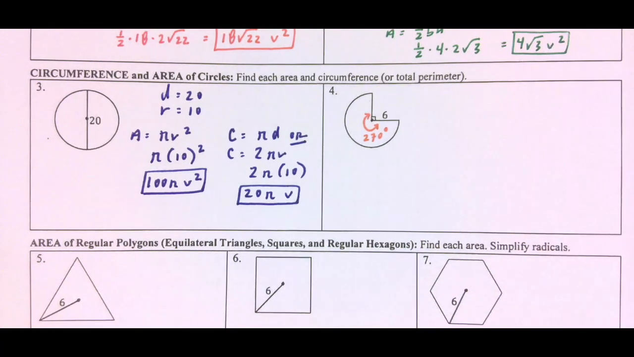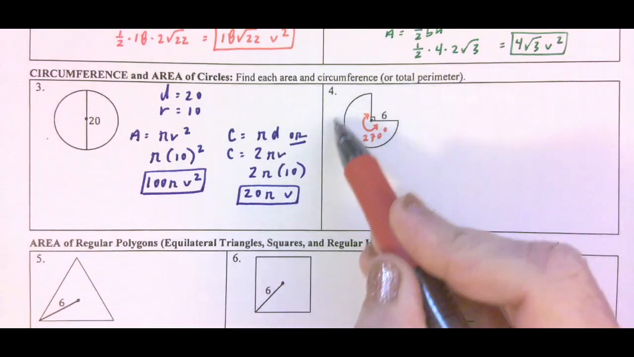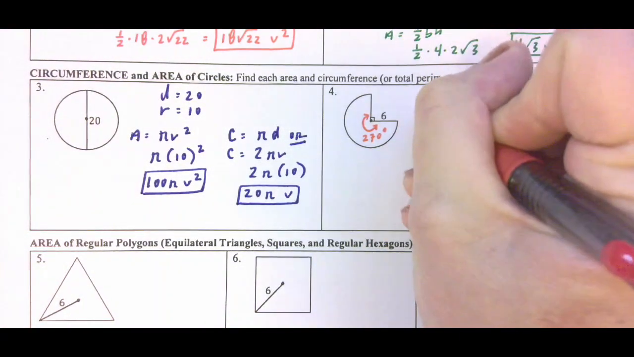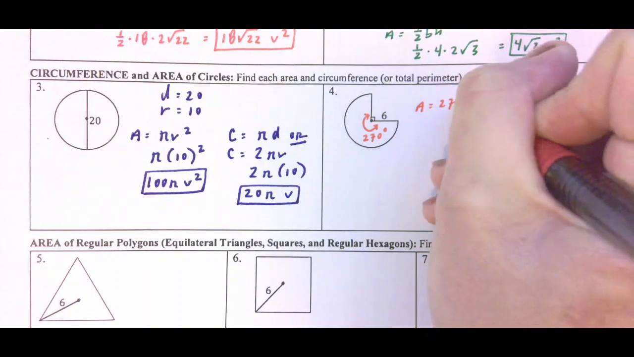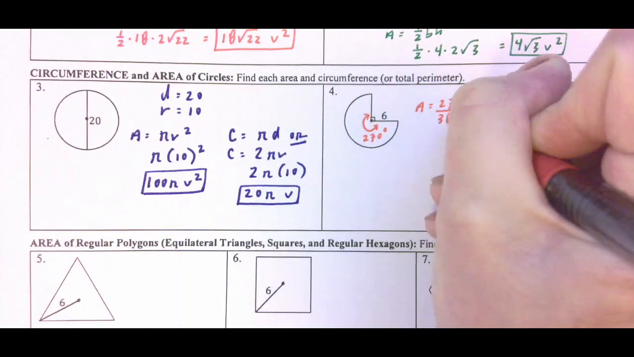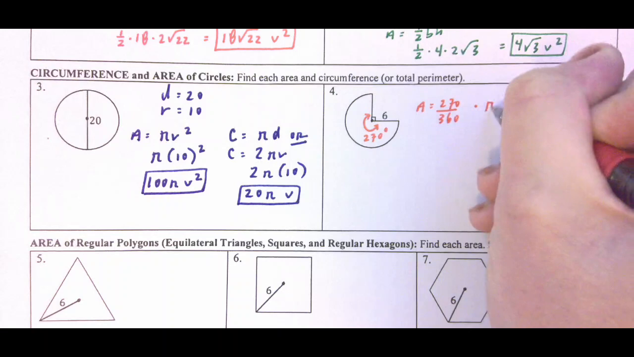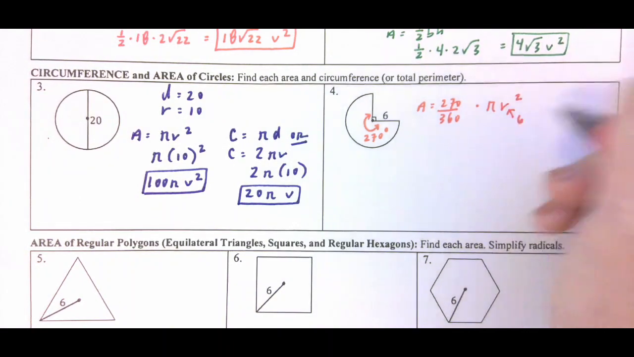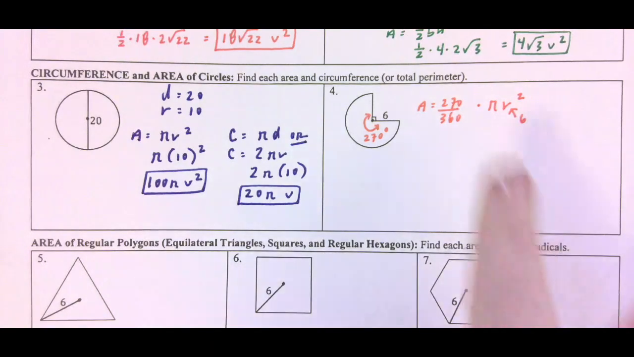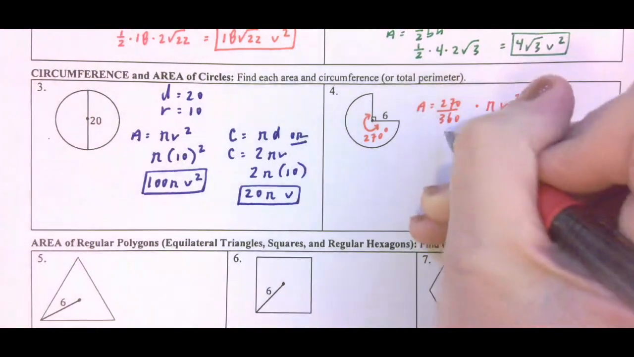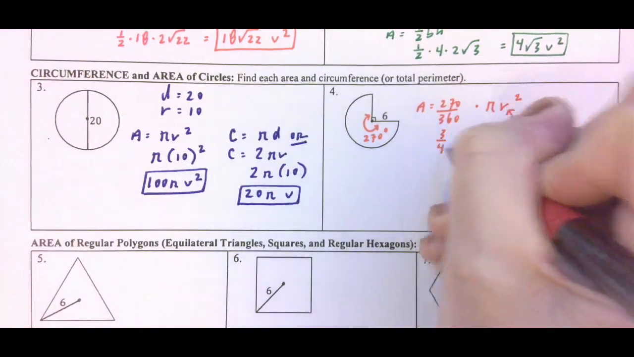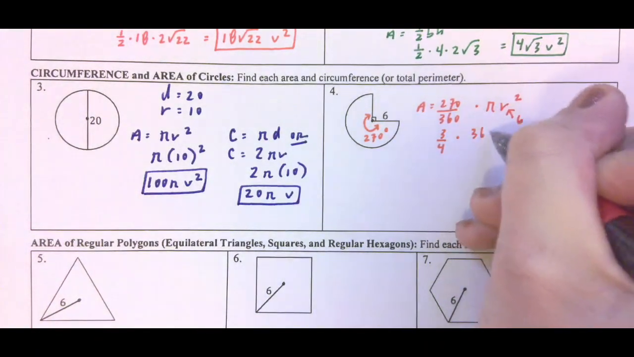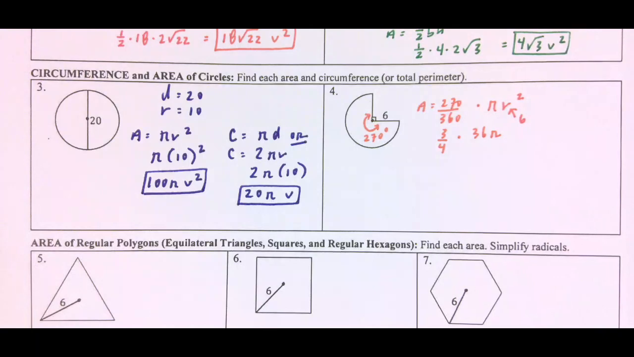So the portion of the total circle that this part consists of must be the ratio of 270 to 360. And then we multiply that by the total area. The radius is just 6. So really, 270 to 360 is 3/4. I need 3/4 of the total area. The total area is 36 pi.